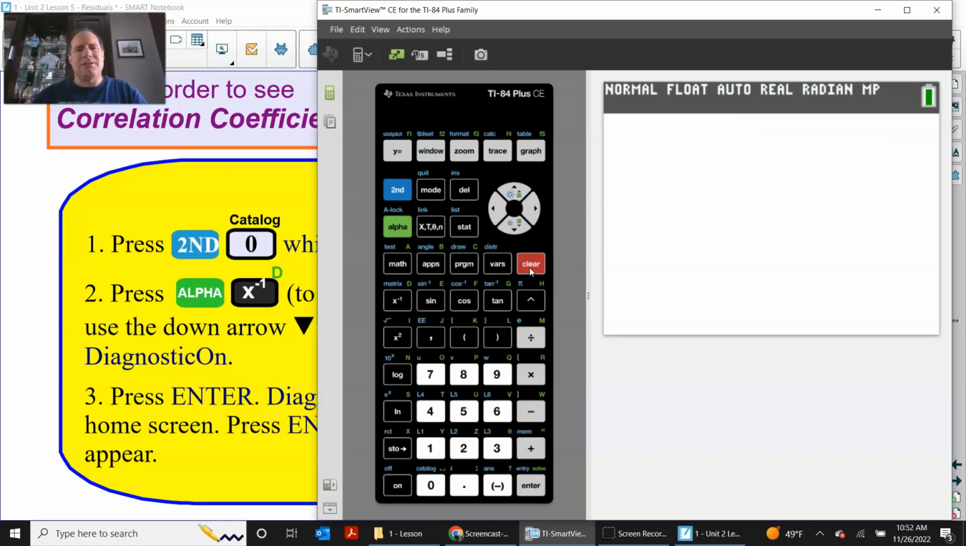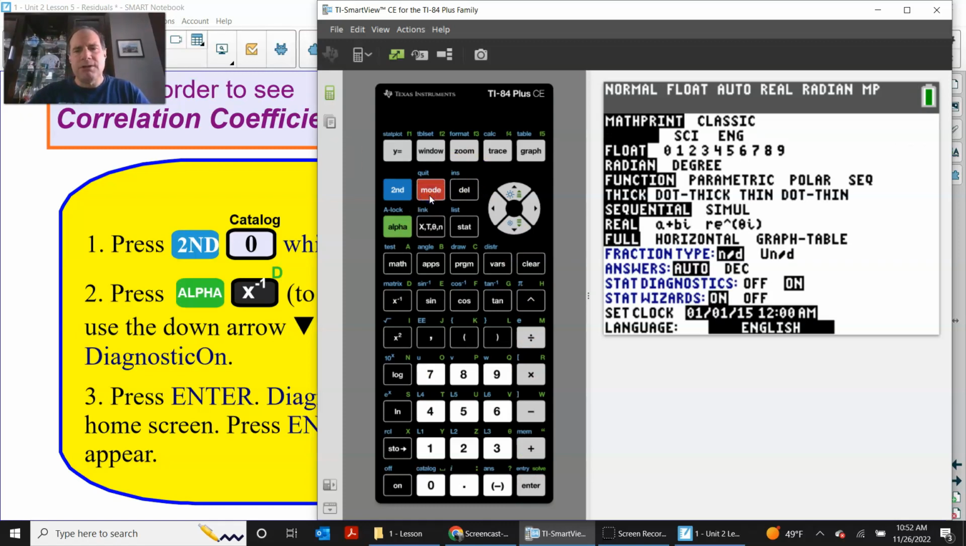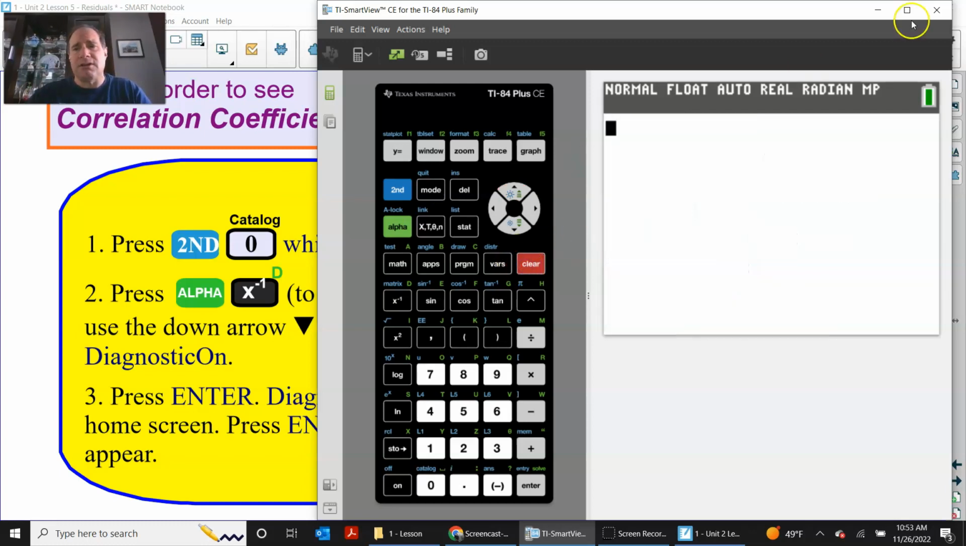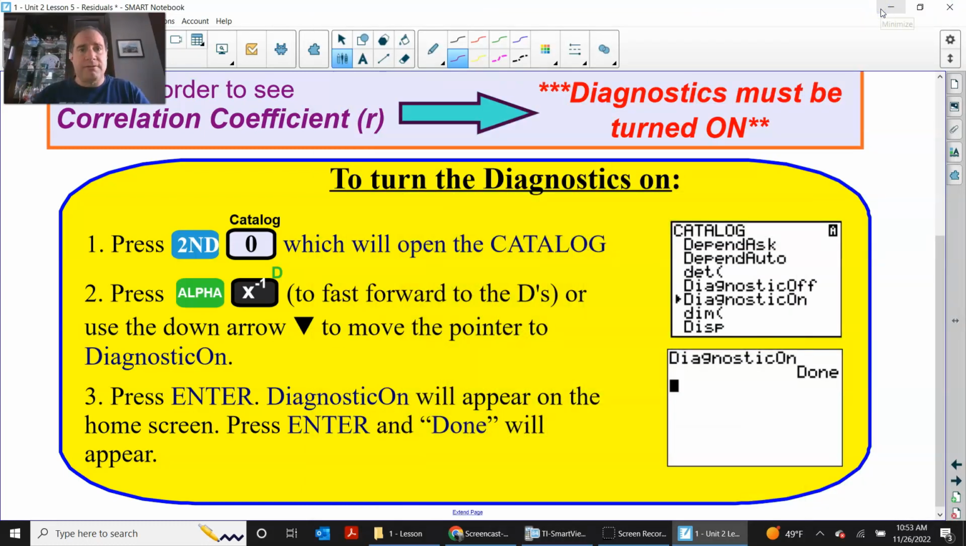The way I like and the way I use all the time is to press mode. And then you can see right now from here, Stat Diagnostics is on. If it's not on, you could go down to Stat Diagnostics, and right now I just turned it off, and then I could just switch it to on. And if you move up, you could tell that off is not highlighted anymore, on is highlighted. So your Stat Diagnostics is on. Remember, to see the correlation coefficient, Stat Diagnostics has to be on. And that is it.